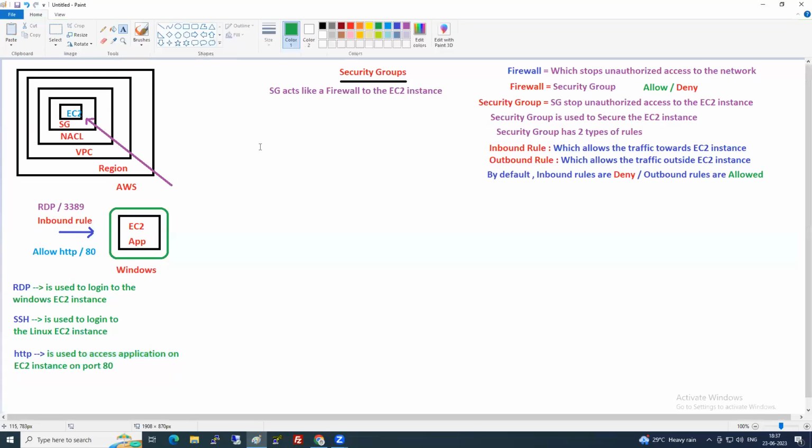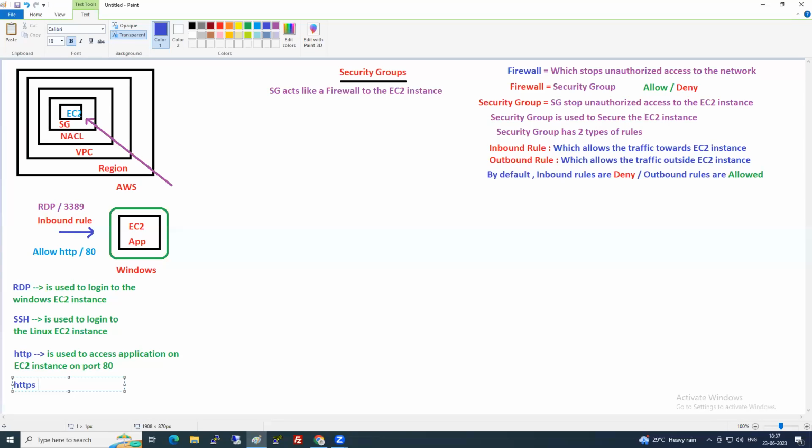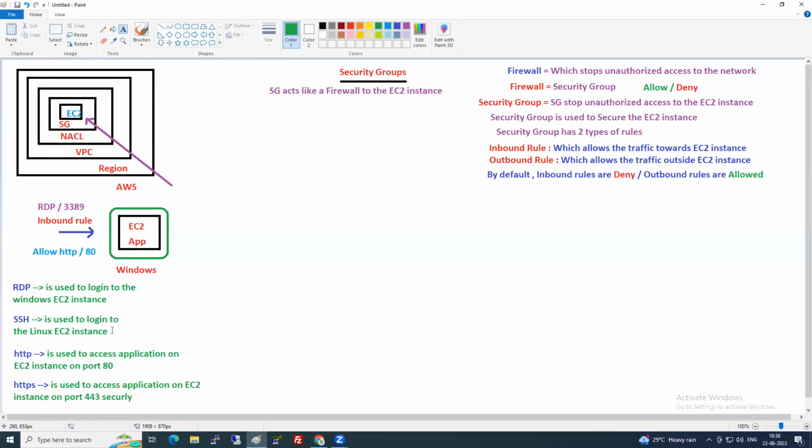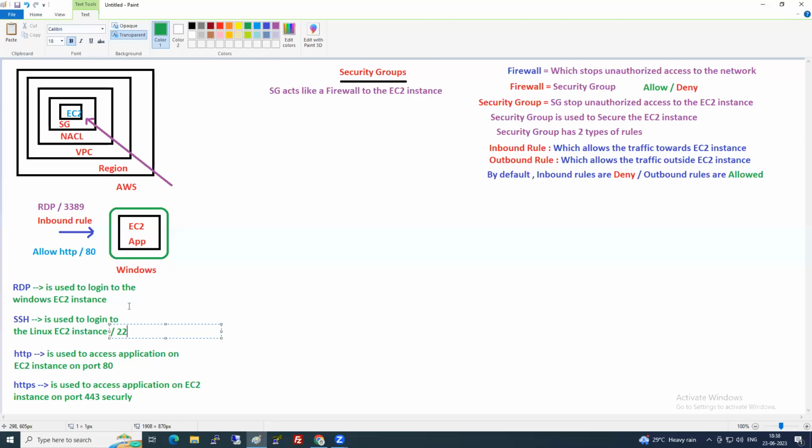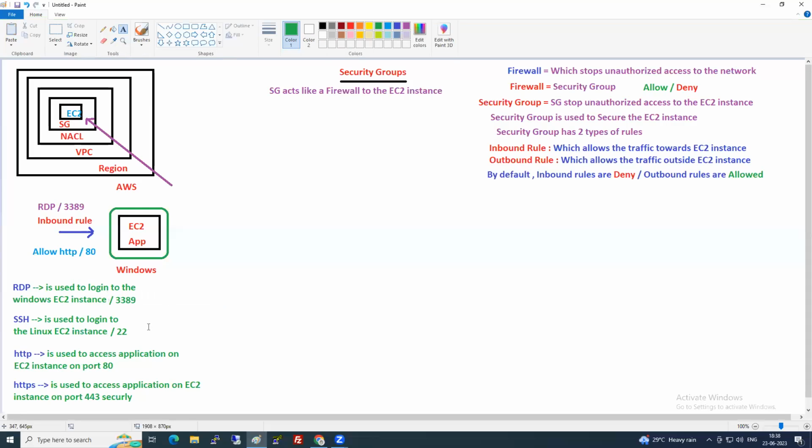HTTPS, what is HTTPS? Secure, correct? HTTPS is used to access an application on an EC2 instance securely. What is the port number? 443. Now you clearly understood. What is this port number here? SSH is 22. Here it is 3389. Now got clear?